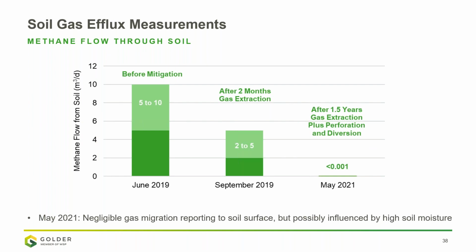And then back to our soil gas efflux measurements. So you'll recall before mitigation, we had about 5 to 10 cubic meters a day moving up through the soil gas. And then after we began gas extraction, we're down to about 2 to 5 moving through the soil. And then taking us over to May 2021, we did another series of soil gas efflux measurements. And this is after the well has been perforated and the soil gas extraction system is no longer operating, and we have negligible gas migration reporting to the soil surface, which is great news.